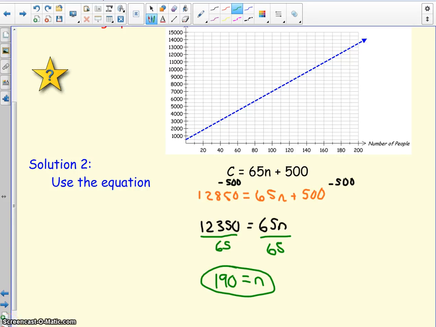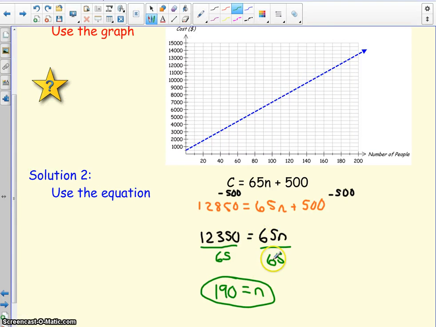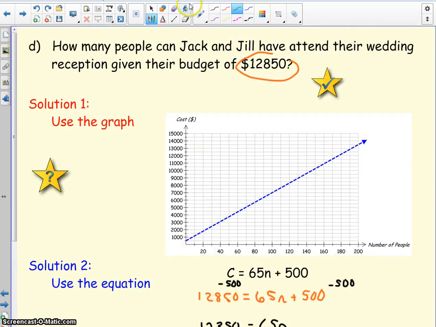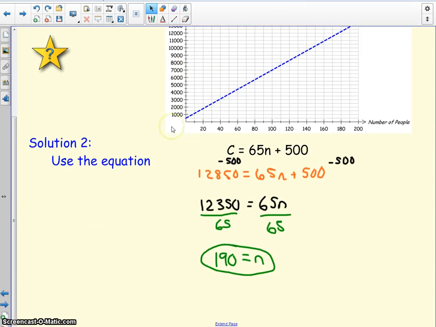Okay, so there's your answer there. To solve, I subtracted 500 from both sides of the equation to get the 65N by itself, then divided both sides of the equation by 65 to isolate for N. So that gave an answer of 190 people that they could have at their wedding.